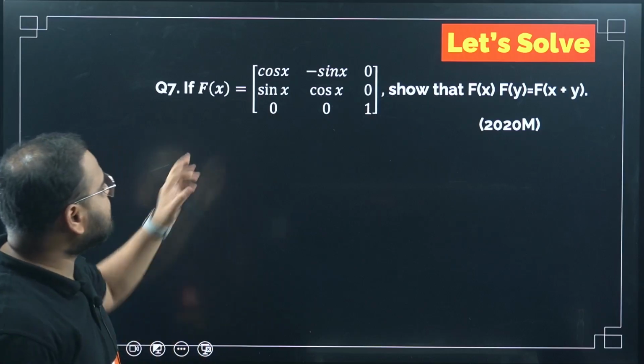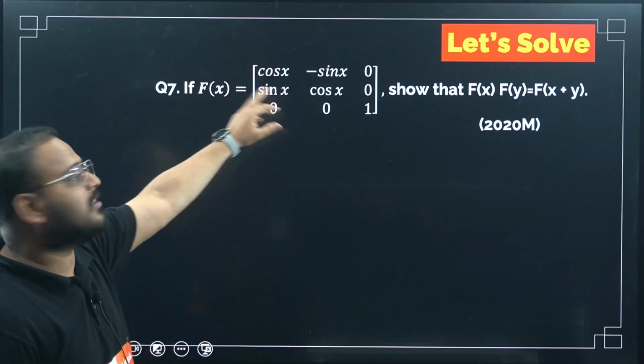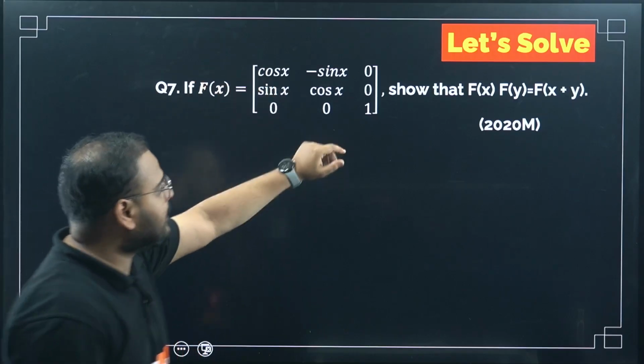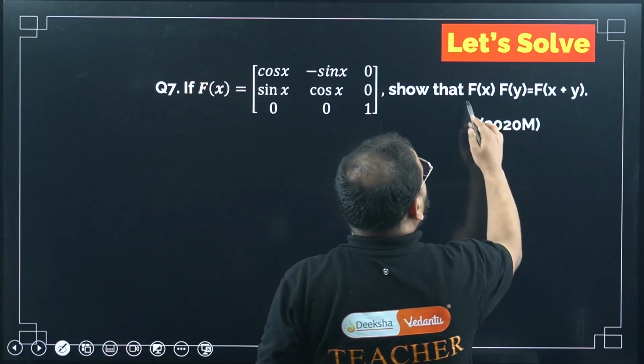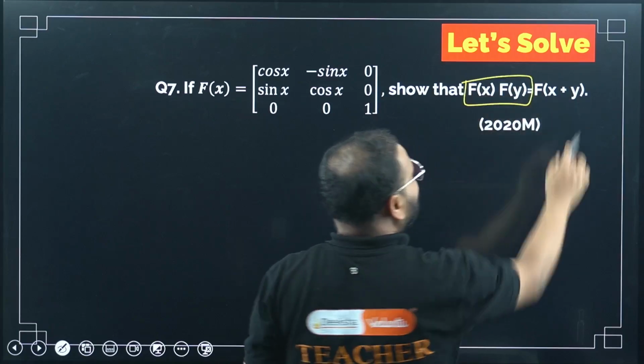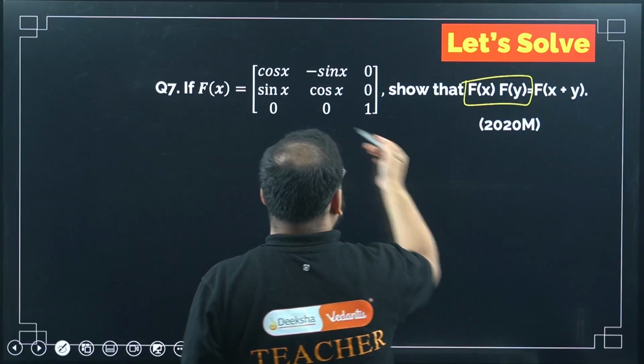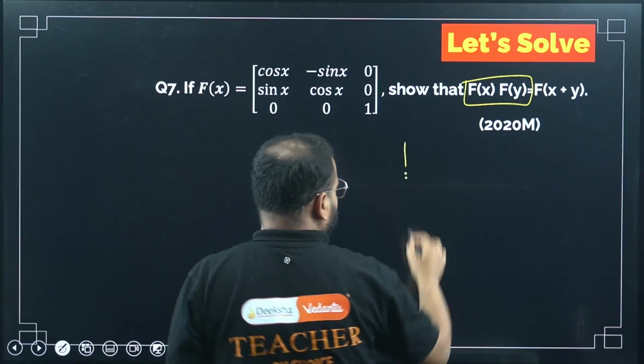Function f(x) is given like this, means this function is given in the form of a matrix. They are saying that prove it, f(x) multiplied with f(y) gives me f(x plus y). So let's first find f(x) value. f(x) is given already, so let's find f(y) value.